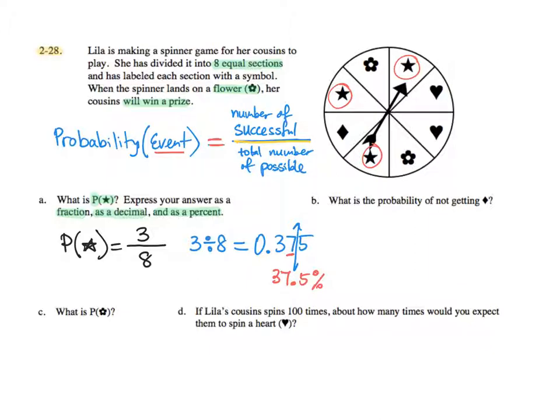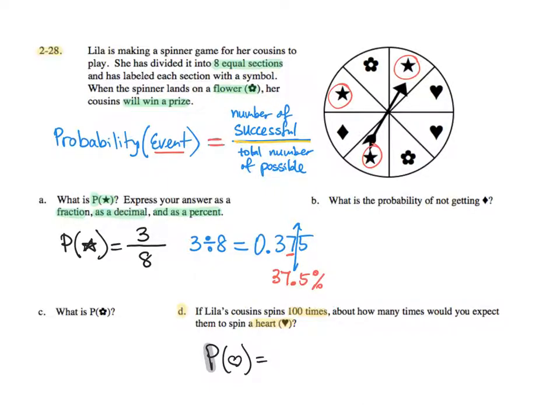So go ahead and pause the video and try B and C on your own. Okay, I'm going to do letter D. If Lila's cousin spins 100 times, about how many times would you expect them to spin a heart? So we're looking for the probability. So I'm going to say probability of getting a heart, if you spin 1 time.